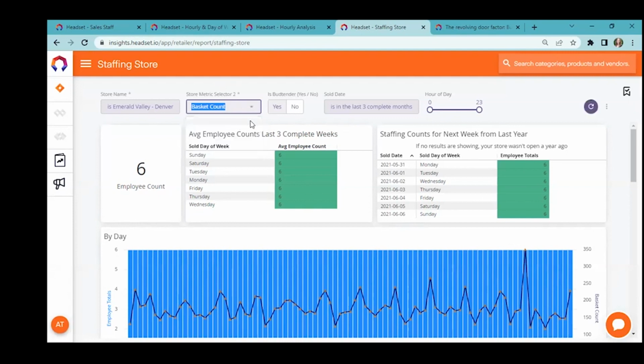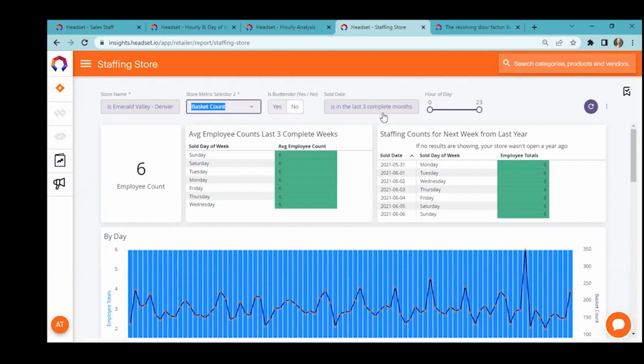So I'm going to choose basket here. And then, is bud tender, yes or no? This goes back to what I showed at the very beginning with that sales staff count. So you can look at it by bud tender, yes. That would be any sales staff that's marked as yes, and that's who we would be focusing on. I'm not sure what a scenario would be if you do want to look at when it equals no, but that is an option as well.